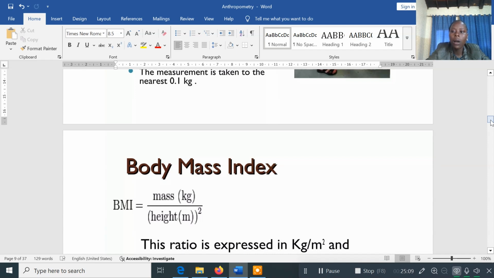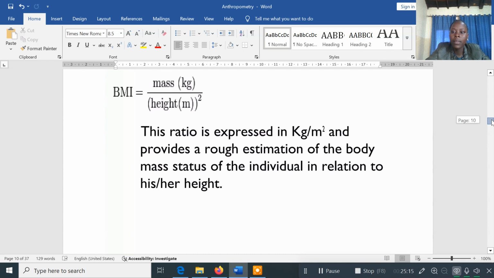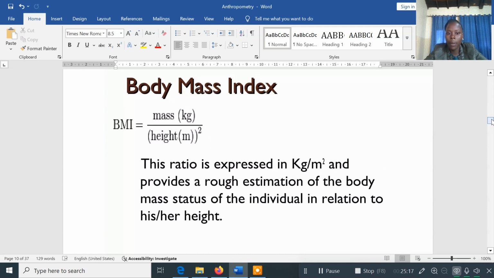So let us look at how we can get the body mass index, or our BMI. As I told you, if you want to get the body mass index, you get your mass or the weight in kilograms. So you're supposed to first measure the client's weight and height. Then after taking those measurements, you are now able to derive the BMI. So you get their weight or mass and you divide it by their height in meters squared.